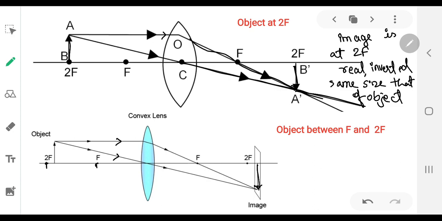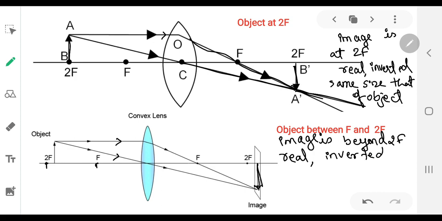So you can say for the object between f and 2f, the image is formed beyond 2f. As it is formed by the actual meeting of the refracted rays, it is real. As it is below the principal axis, it is inverted. And look at the size compared to the object, the image is larger. So you can say the image is magnified.